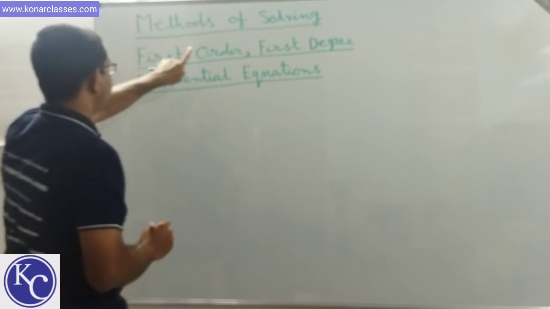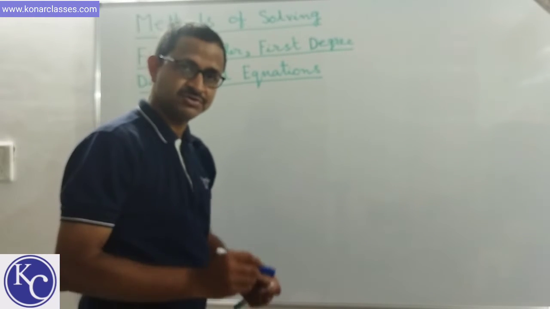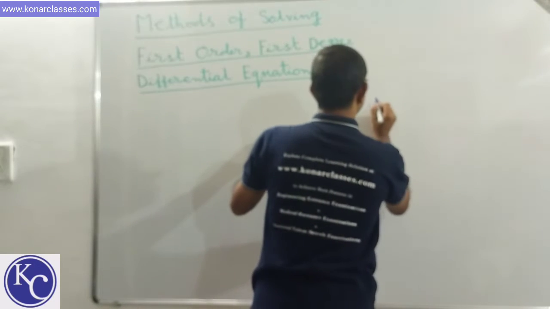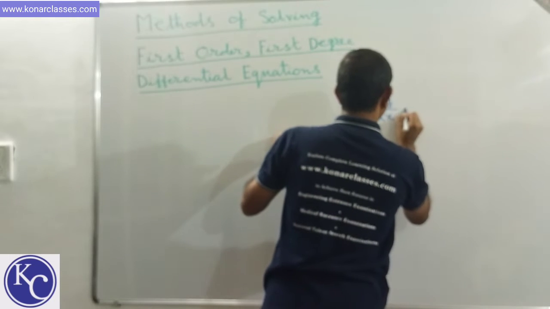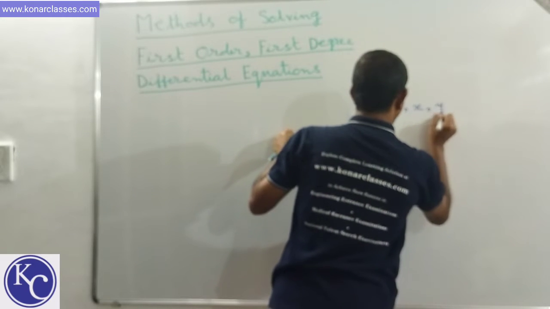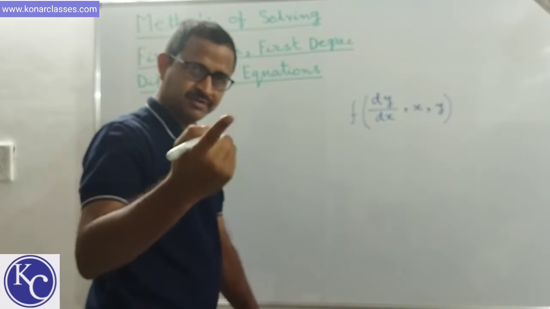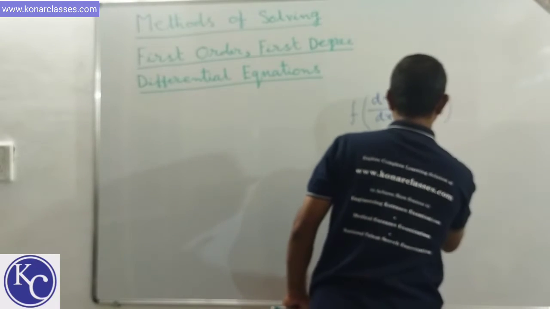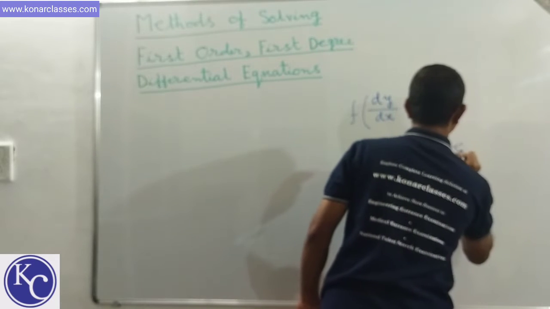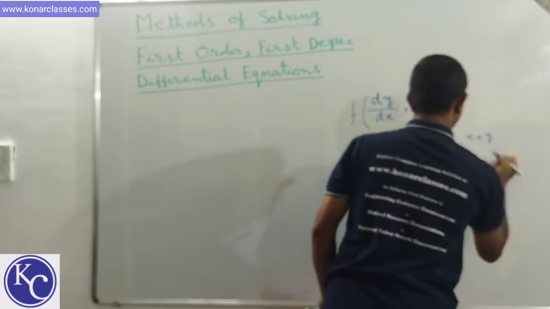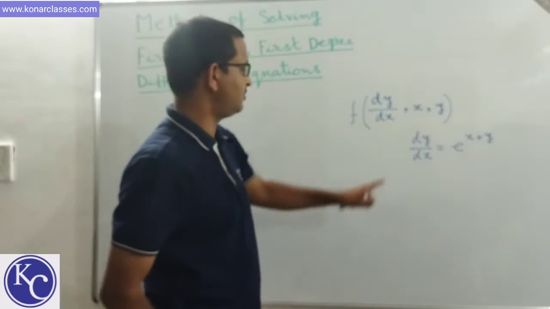First and foremost, the methods of solving first order and first degree differential equations: the differential equation will have something like this, dy/dx equal to a function of x, y. For example, dy/dx is equal to e power x plus y. We will see what steps we need to follow to solve this kind of differential equation.